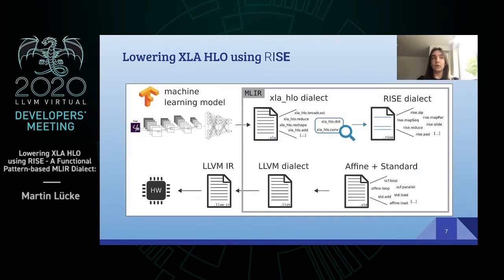So in this compilation flow, we now have a way to lower our machine learning model down to RISE. So we have a blue arrow. And the natural next step is lowering the RISE dialect. And for this purpose, we use the existing affine and standard MLIR dialects, which provide, for example, the notion of loops or loading and storing data.